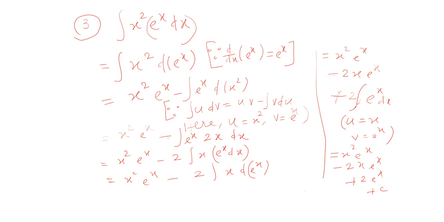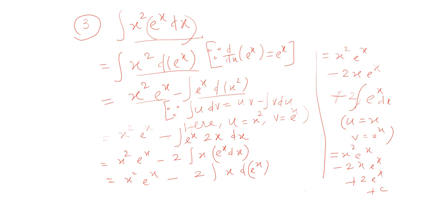You can take e power x as common and write it as e power x into x square minus 2x plus 2, plus c, as the final answer. Let me repeat the whole process. x square e power x, I am underlining wherever necessary, is easier for you to follow. This is the one to be found out. I am writing e power x dx as d of e power x. Apply integration by parts. This becomes x square e power x minus integral e power x d of x square.